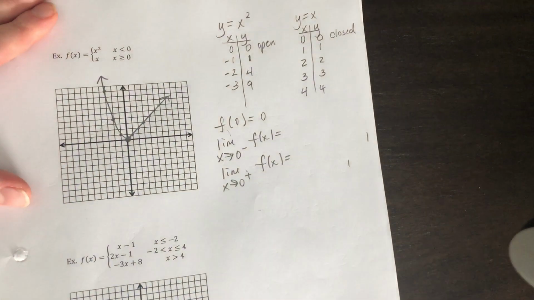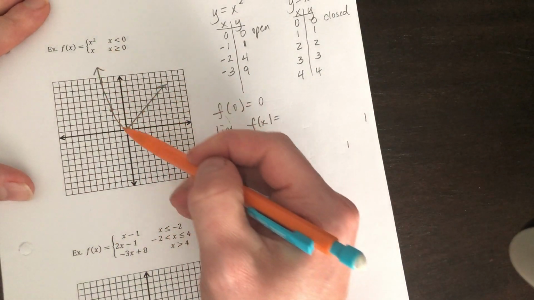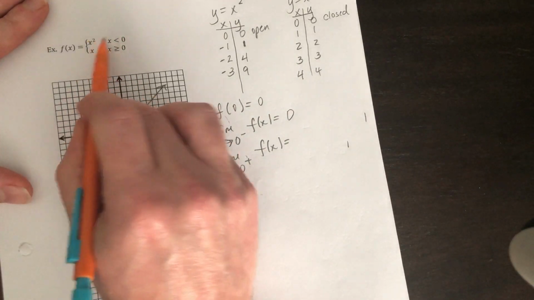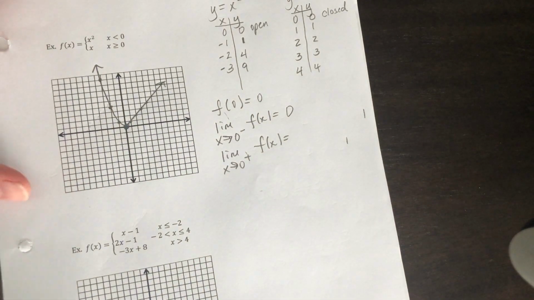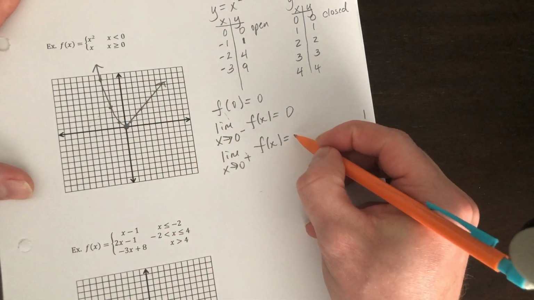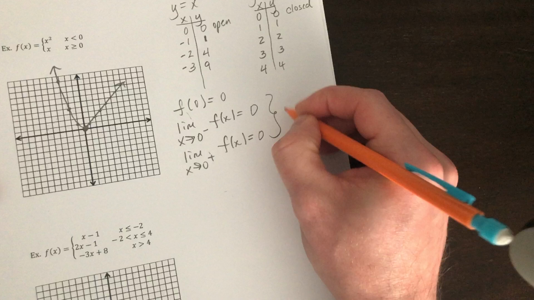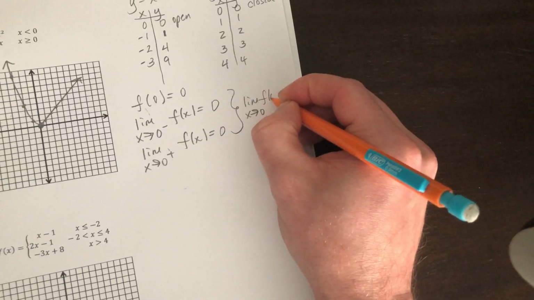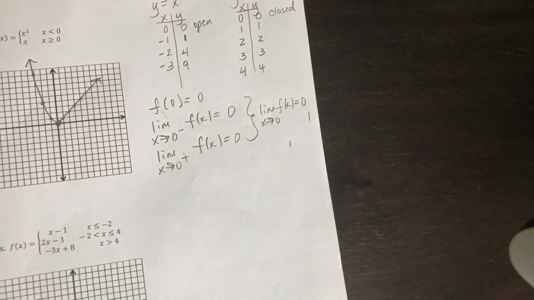Okay, so the limit as x approaches 0. As I come from the left-hand side, your y value is 0. I get that from plugging into the top branch. The bottom branch is the right-hand branch. The y value is also 0. And so the limit as x approaches 0 of f of x is equal to 0.